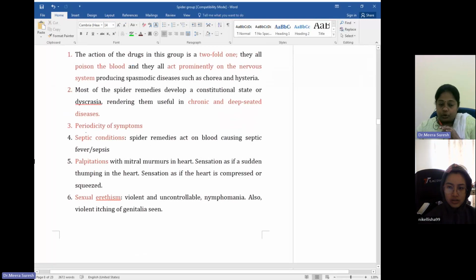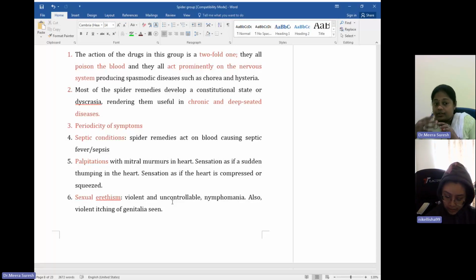And then septic condition, I already explained to you. Palpitation also we saw it is acting in the heart. There is a sudden thumping in the heart, sensation as if heart is compressed, and this is everything relating mainly to the angina pectoris. Then there are medicines which act on the sexual sphere. Sexual desire is highly increased. There will be violent, uncontrollable desire, nymphomania, violent itching of the genitalia. However, coitus is aggravating all these symptoms. So that is the kind of physical manifestation they have.